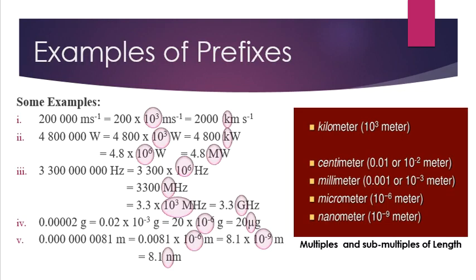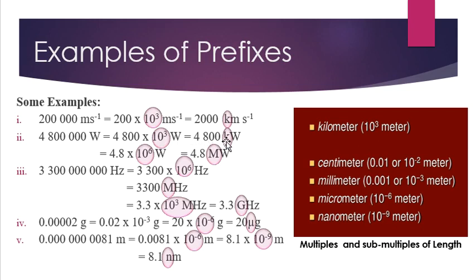Now let us see some more examples. As you can see here, we have 200 and then three zeros, and then meter per second. These three zeros can be replaced by 10 to the power of 3, and as I told you last time, 10 to the power of 3 is equal to kilo, which is small letter k. These last three zeros can be replaced with 10 to the power of 3, and this 10 to the power of 3 can be replaced with kilo, as in kilowatt.